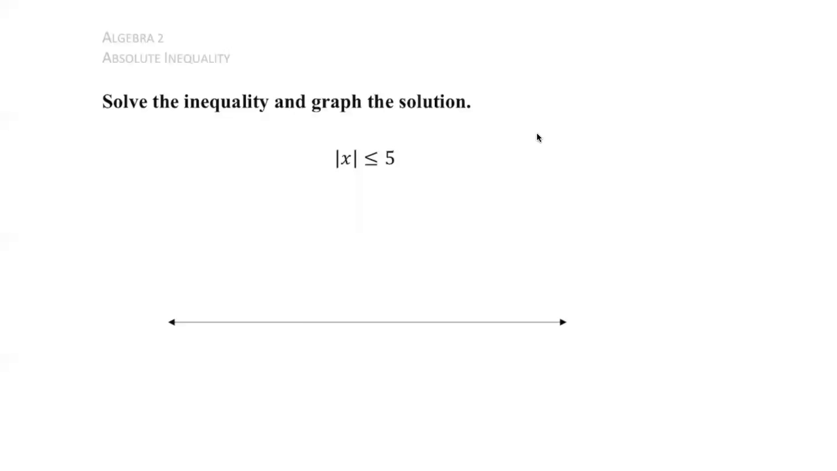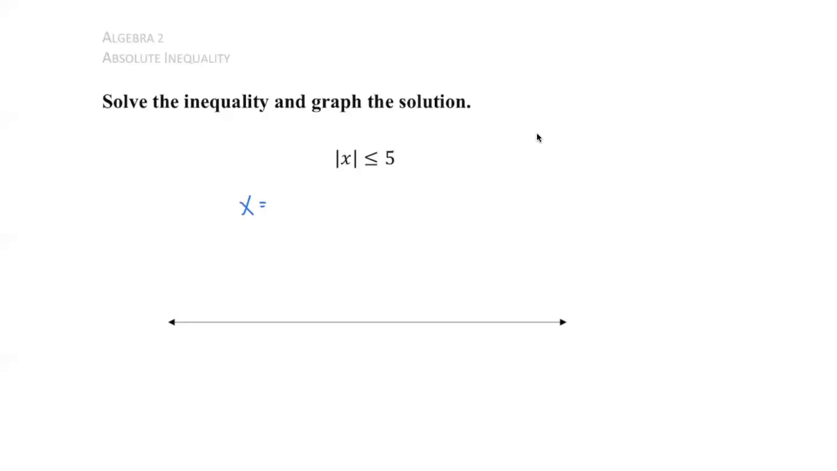All right, so now we have a very simple absolute inequality right here. It's just saying the absolute value of x is less than or equal to 5. Okay. So now the way we do it, if you watched the previous video, if you know how to do absolute equations, then you should be okay.